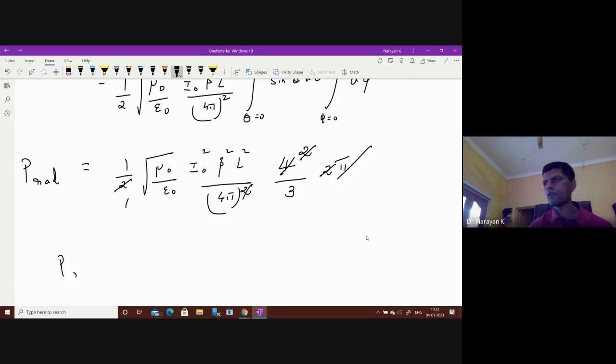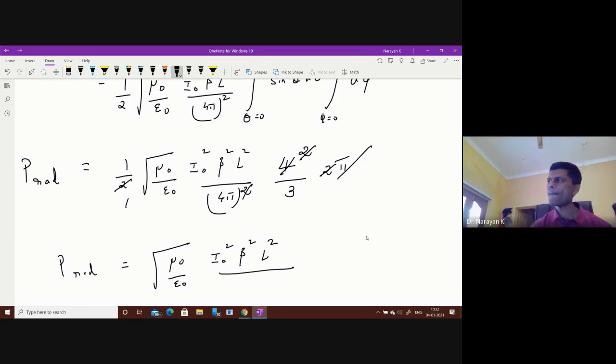This power radiated is equal to mu naught epsilon naught I naught square beta square L square divided by 4 threes are 12 pi. Call this as equation number 5.